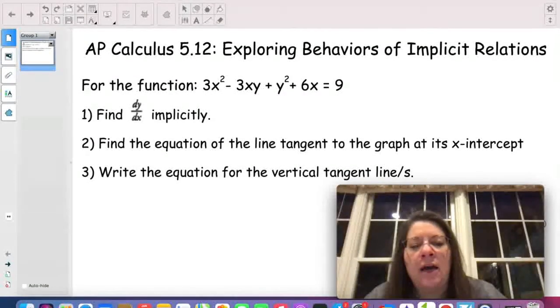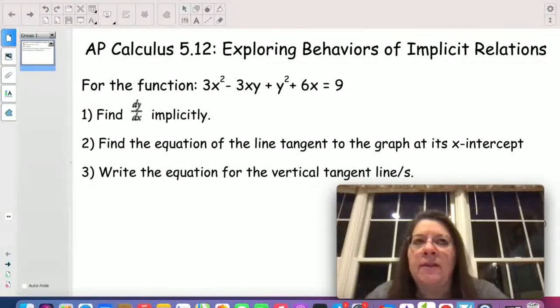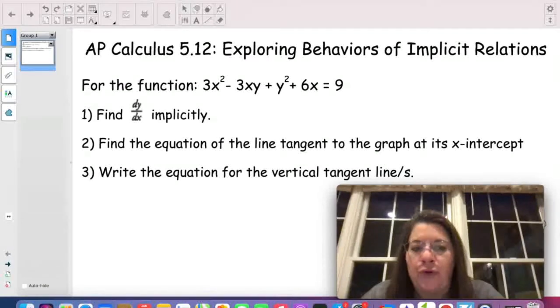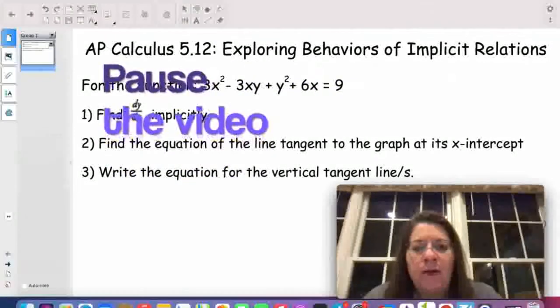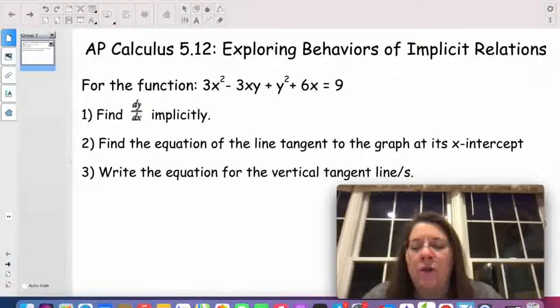Another way they might ask you to find the derivative implicitly is they may ask you to verify that something is, in fact, dy over dx. So they could either ask you to find it implicitly or verify that something is true. The second thing we're going to do is find the equation of the line tangent to the graph at its x-intercepts. And then number 3, we're going to write the equation for the vertical tangent lines. Pause the video, write down this example, and then we'll go from there on the whiteboard.